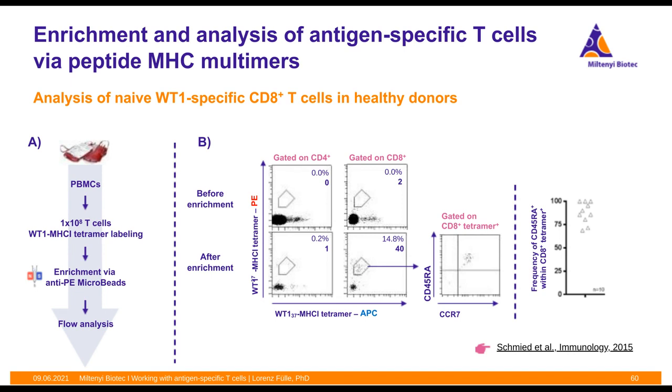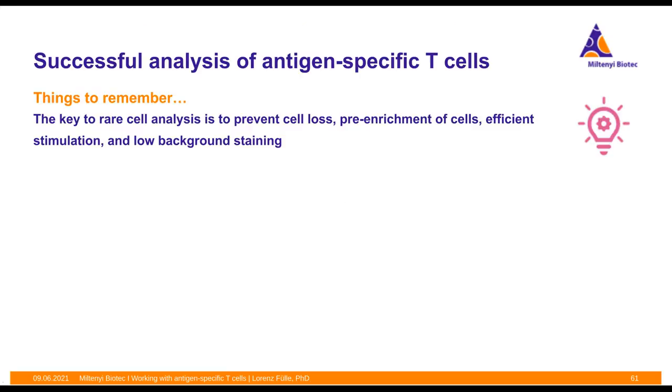Further analysis revealed that the cells displayed a naive CD45RA positive, CCR7 positive phenotype. So the authors conclude that the majority of WT1 specific CD8 positive T cells detected in healthy donors originate from a naive T cell pool. And if you want to have more details, you can also have a look at their publication here in the lower right corner. So this was our last example for today.